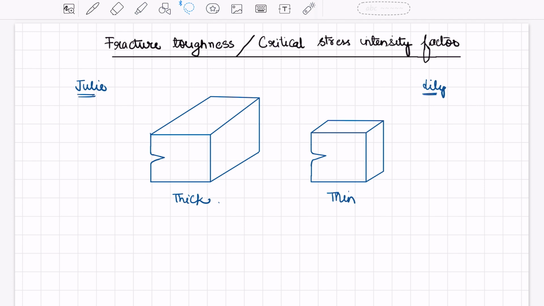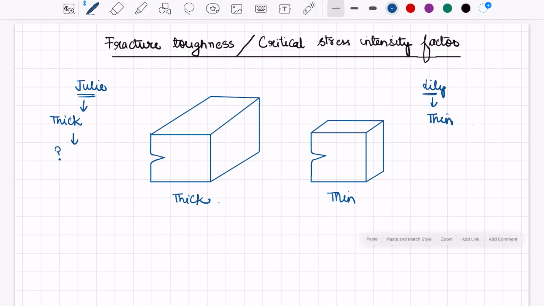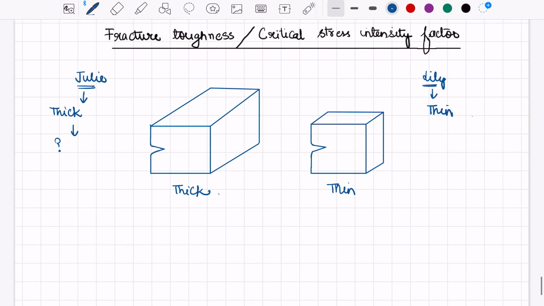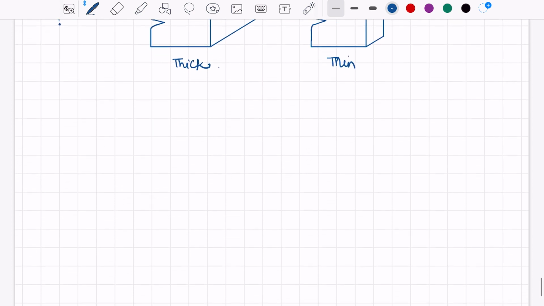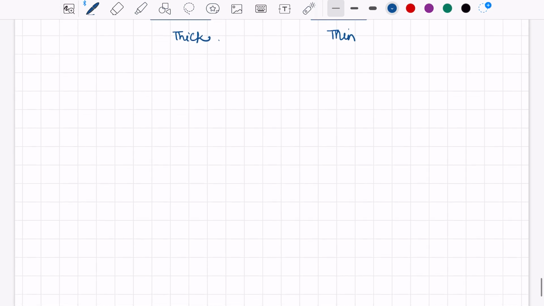I asked Julie and Lily about it. Julie said thick plate will be more dangerous if you use them for application. Lily said no, it's the thin plate which will fracture prior if you use them for application. I asked the reason for a thick plate being more dangerous to Julie, and she said for that you have to understand a few concepts, and that concept which Julie is telling we will study now.